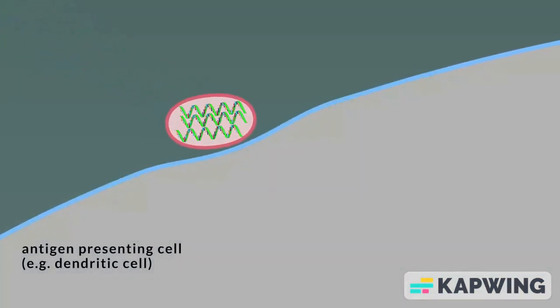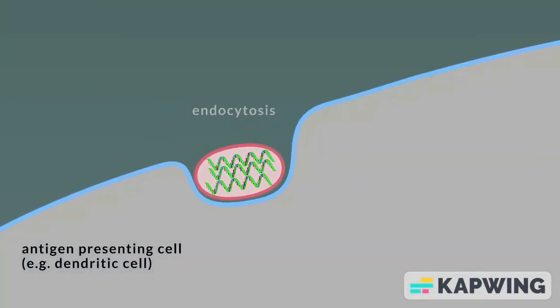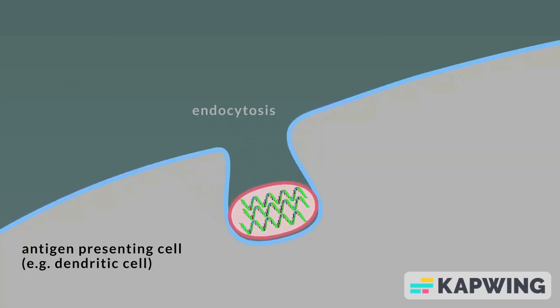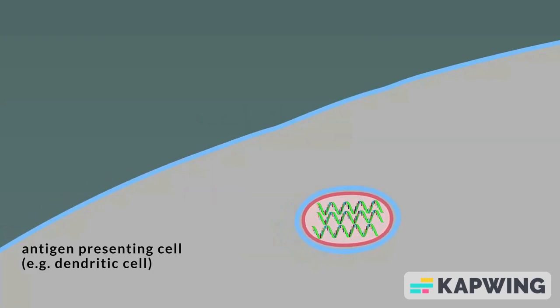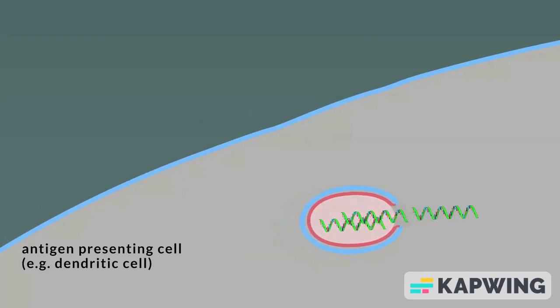A cell takes up the LNP through endocytosis and then releases the mRNA. Now, this process allows cells to produce proteins that stimulate an immune response. This is the case with the majority of mRNA vaccines.